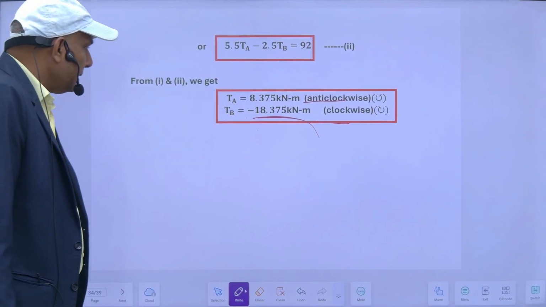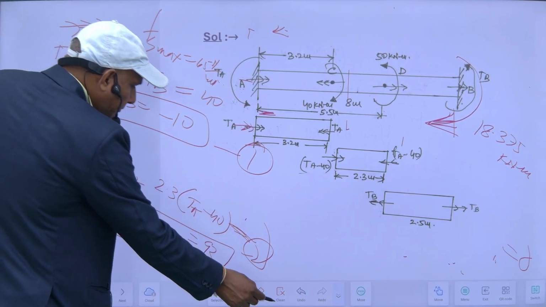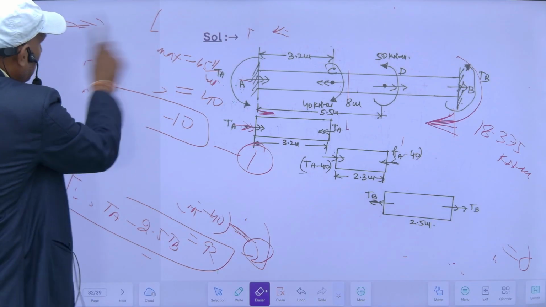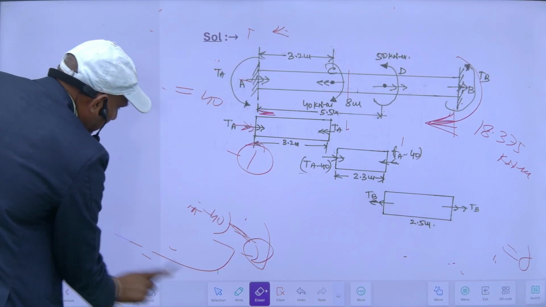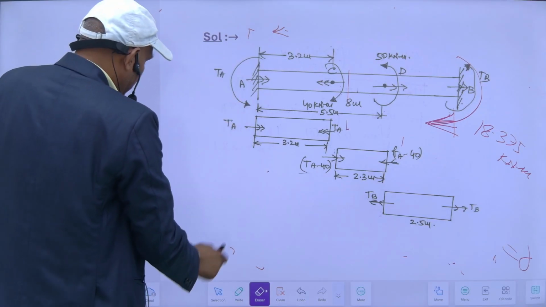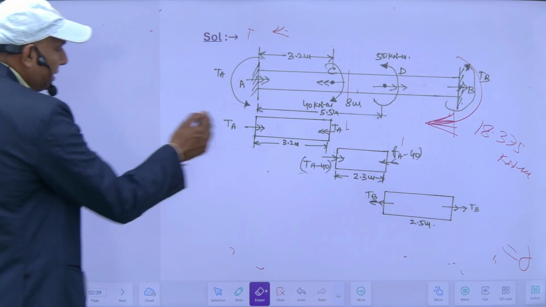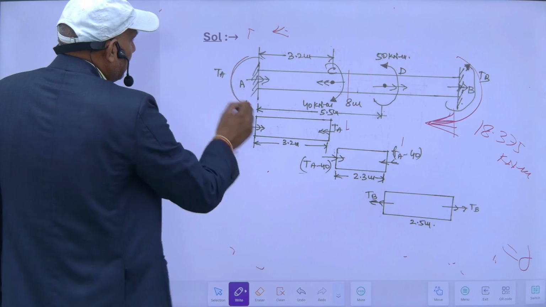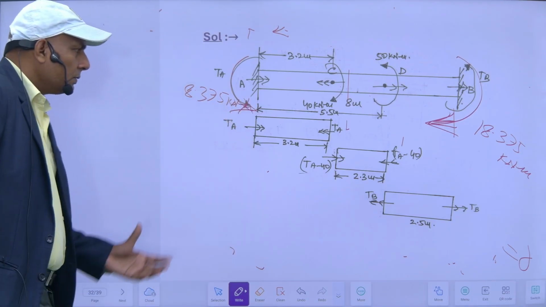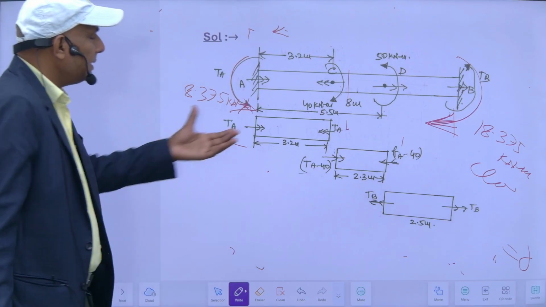So it is 8.375 kilonewton meter. And since this one is positive, it means my assumed direction is right. So this is 8.375 kilonewton meter. So these are my torques here. It is clockwise, it is anti-clockwise. So these are the values.